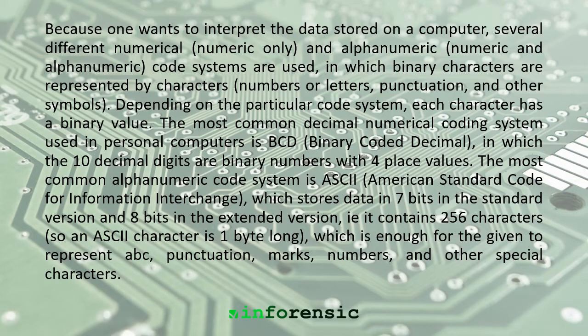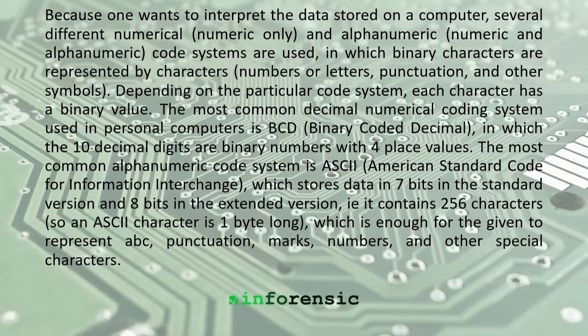The most common decimal numerical coding system used in personal computers is BCD, binary coded decimal, in which the 10 decimal digits are binary numbers with 4 place values. The most common alphanumeric code system is ASCII, American Standard Code for Information Interchange, which stores data in 7 bits in the standard version and 8 bits in the extended version. It contains 256 characters, so an ASCII character is 1 byte long, which is enough to represent the ABC, punctuation marks, numbers, and other special characters.